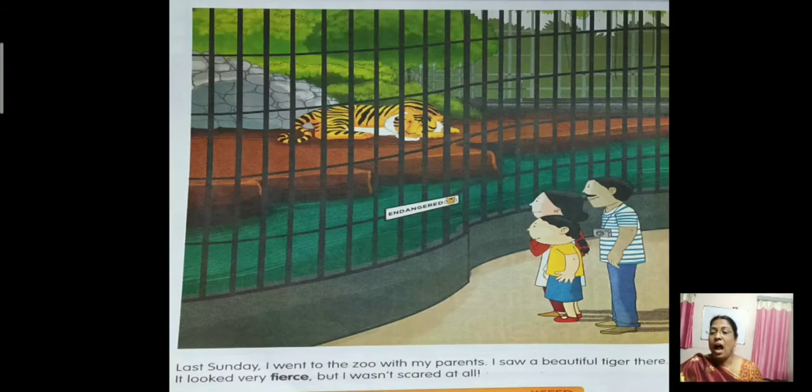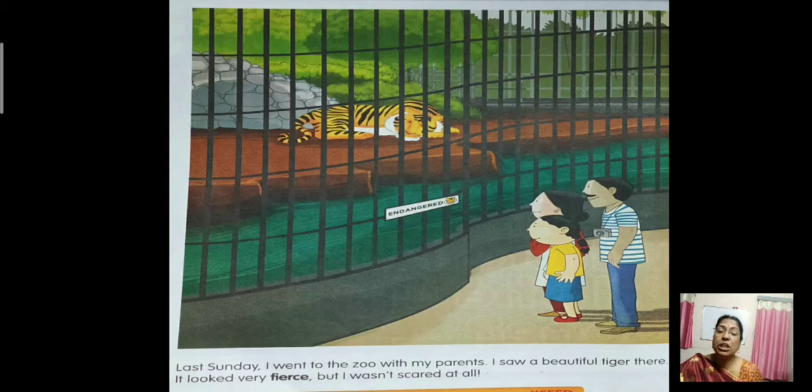Last Sunday I went to the zoo with my parents. I saw a beautiful tiger there. It looked very fierce, but I wasn't scared at all. So here "I" refers to the author. Here the author is the little girl. She says that she went to the zoo.